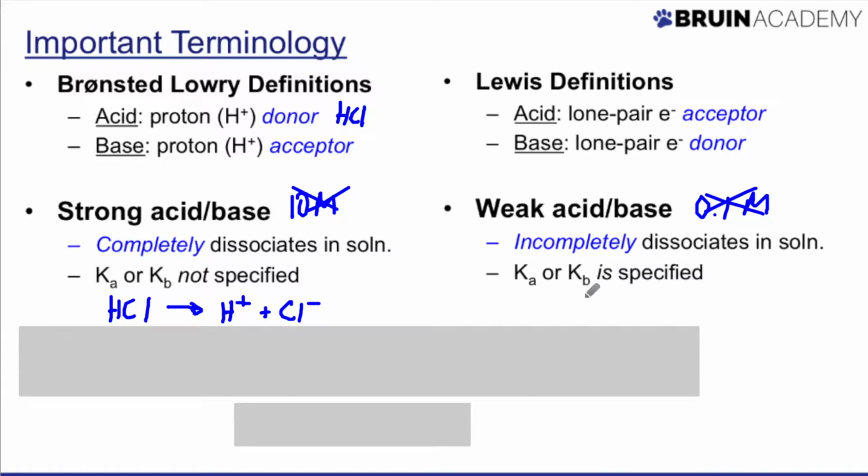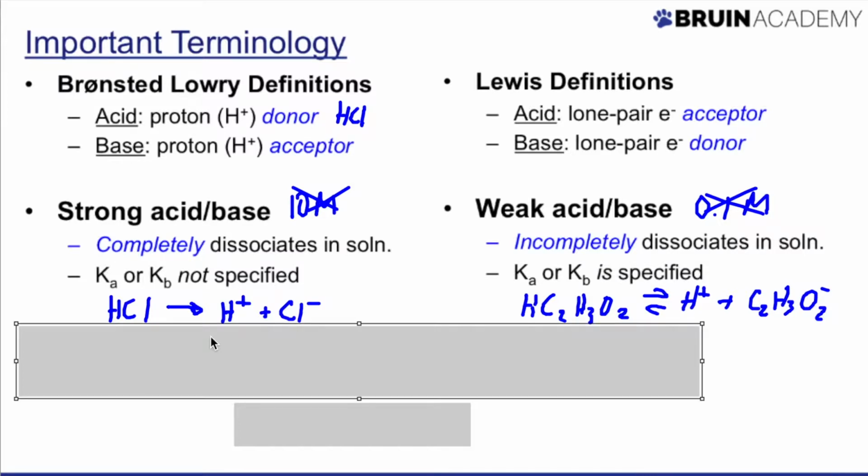Whereas for a weak acid or a weak base, for instance, a common example is acetic acid, HC2H3O2, is a weak acid. And so instead of writing a one-way arrow, we write a double-sided arrow to signify that not all of it dissociates into its ions, right? It's H+ and its conjugate base, but not completely. And because it's not complete, and because there's an equilibrium, we specify an equilibrium constant, Ka for an acid, Kb for a base. So essentially, a strong acid or strong base will never have a Ka or Kb, or in other words, you won't need to use it for those problems.